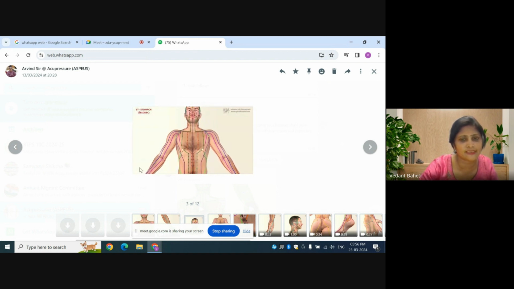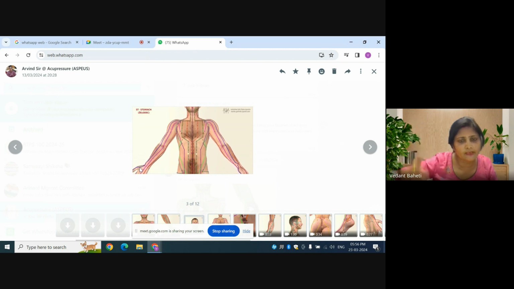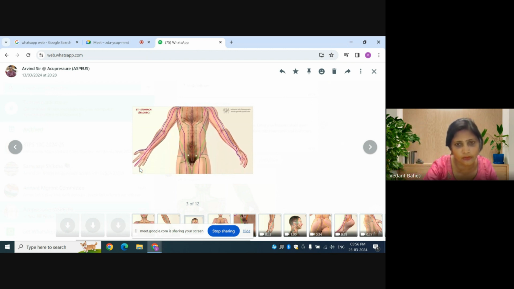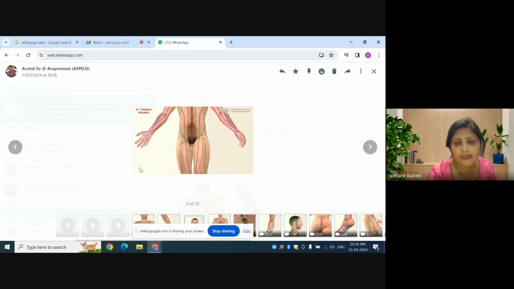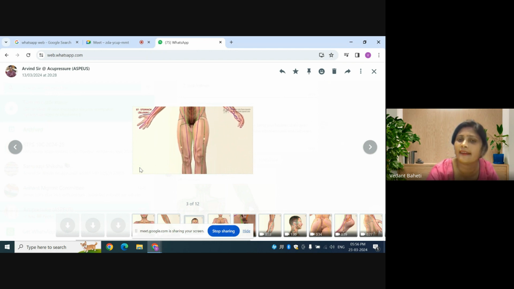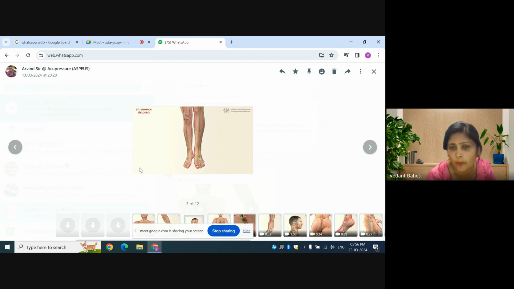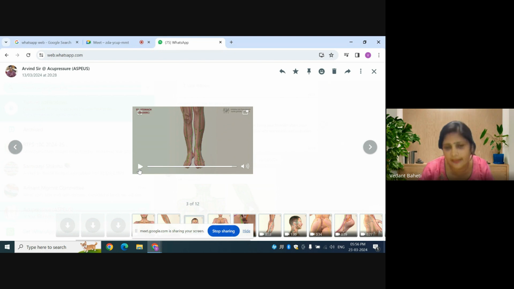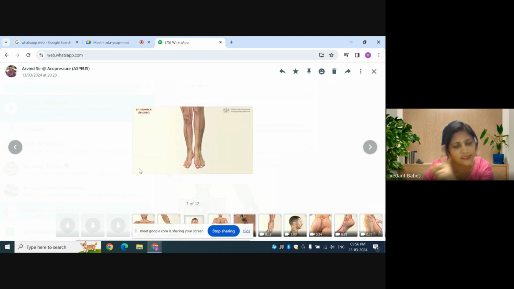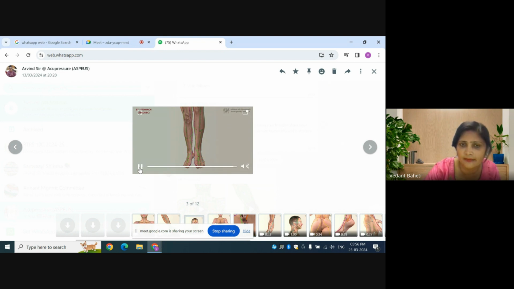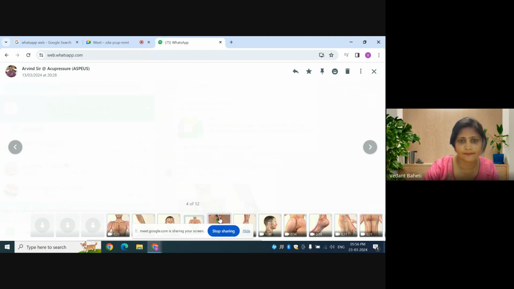See the pathway of this stomach meridian. It will travel through our trunk area and gradually go to the tip of our toes, because it's a yang meridian. It ends at the end of our first toe. That is not the big toe. For the thumb we say big toe, and the first toe is the toe next to the big toe. So it's ending here, I hope.